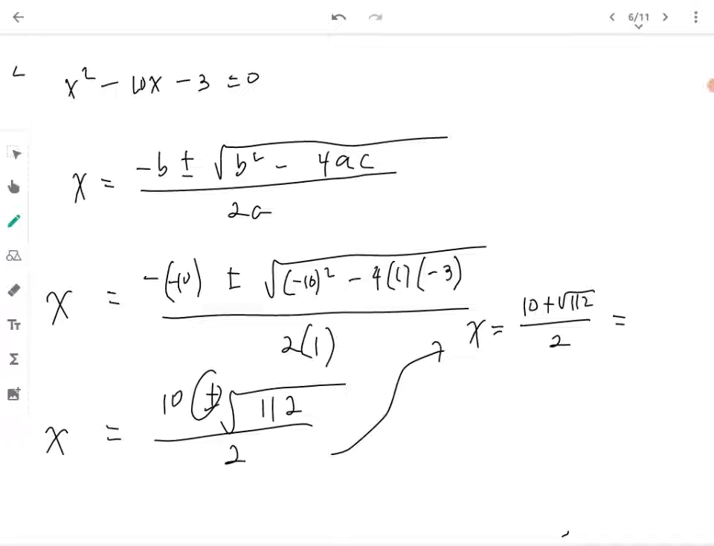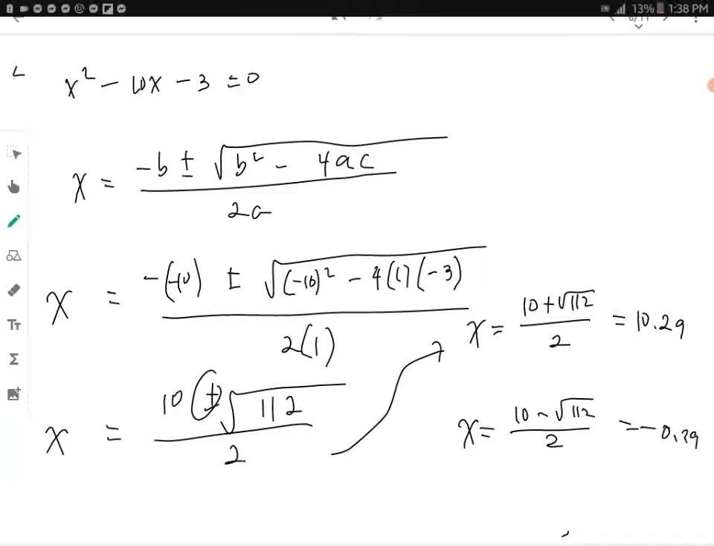That is 10.29. And the other one is negative 10 minus square root of 112 all over 2. That is negative 0.29. Okay, that's it.